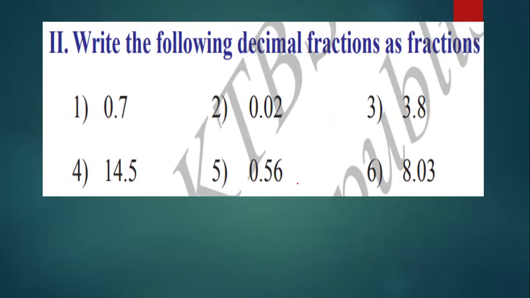Second one. Write the following decimal fractions as fractions. Simple. This becomes 7 by 10. This is 0.02. After 2 points from right side, decimal point is there. Therefore, this is 2 by 100. This is 338 by 10.